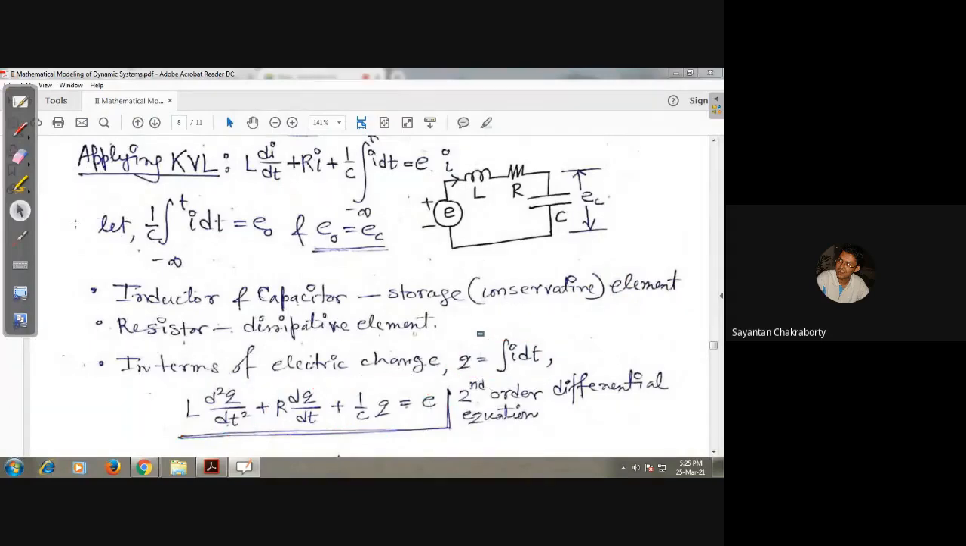In this equation we are just replacing this i by dq/dt, because current is nothing but rate of charge accumulation. So from that we obtain this second order differential equation. Why are you getting a second order differential equation? Because there are two energy storing elements, the inductor and the capacitor. But the resistance is a dissipative element, it cannot store any energy.